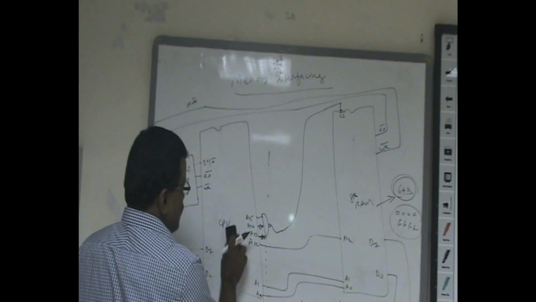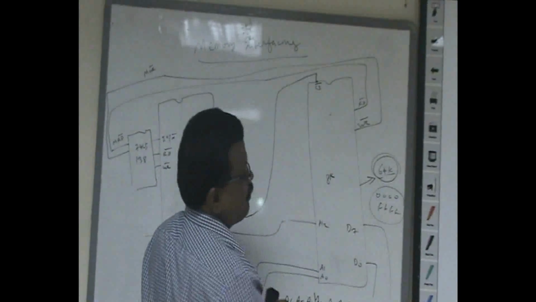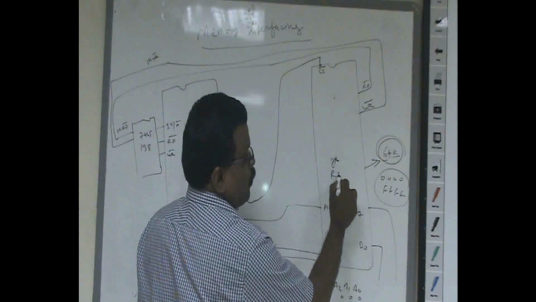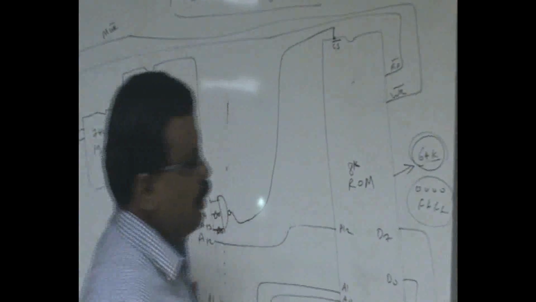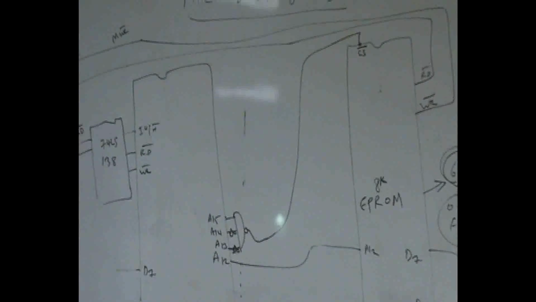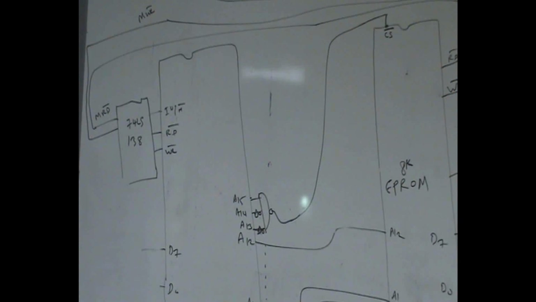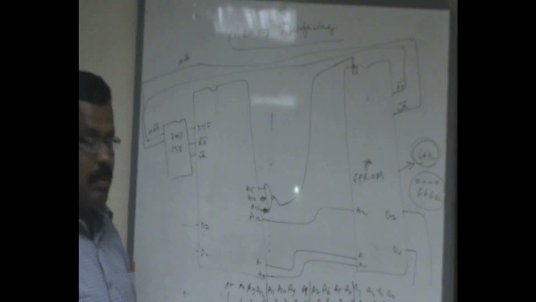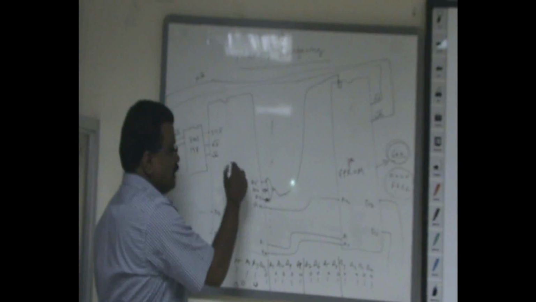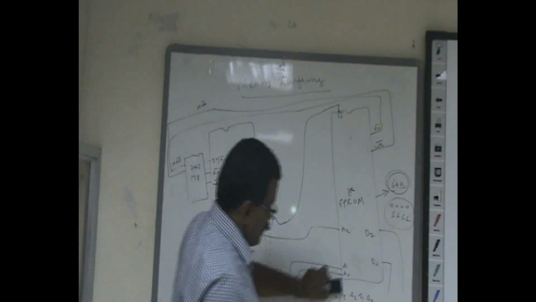Another important thing is, if you want to interface a ROM or EEPROM, erasable programmable read-only memory, instead of RAM, what to do? Suppose the question is, draw the interfacing diagram for interfacing an 8K EEPROM with 8085 or any CPU. In this case, what you have to do? See, what is required is the same thing.